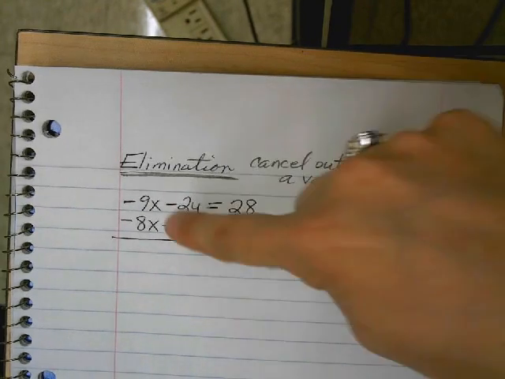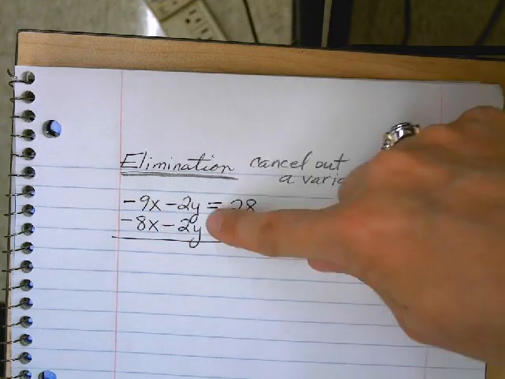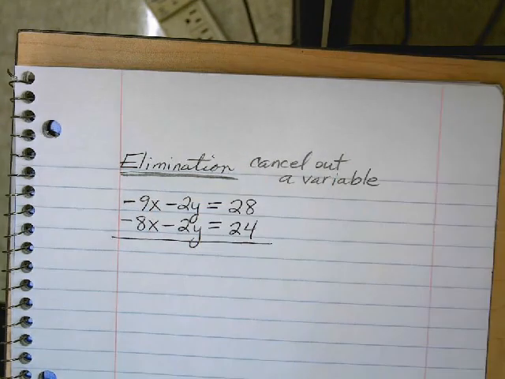Okay, let's look at our variables. See, there's a negative 9x and a negative 8x. Then I see a negative 2y, a negative 2y. Which one do you think is going to be easier to cancel? Based on the numbers, yeah, the negative 2y. They're both the same number right now. They both say negative 2y.